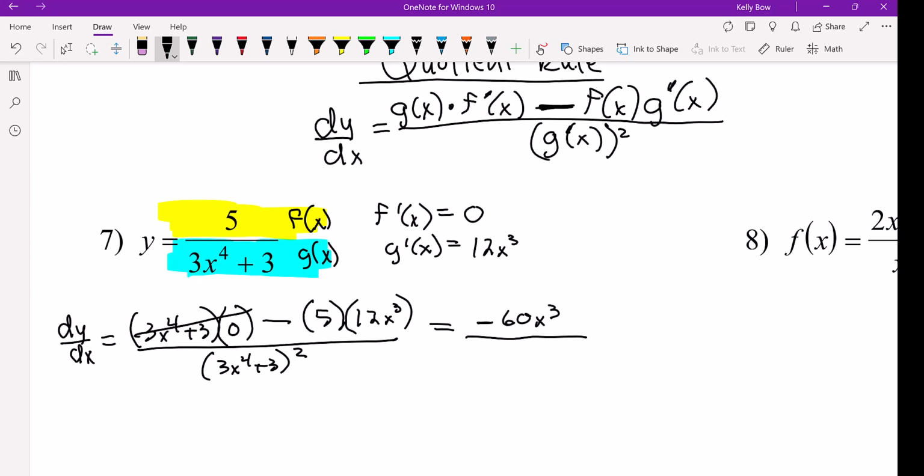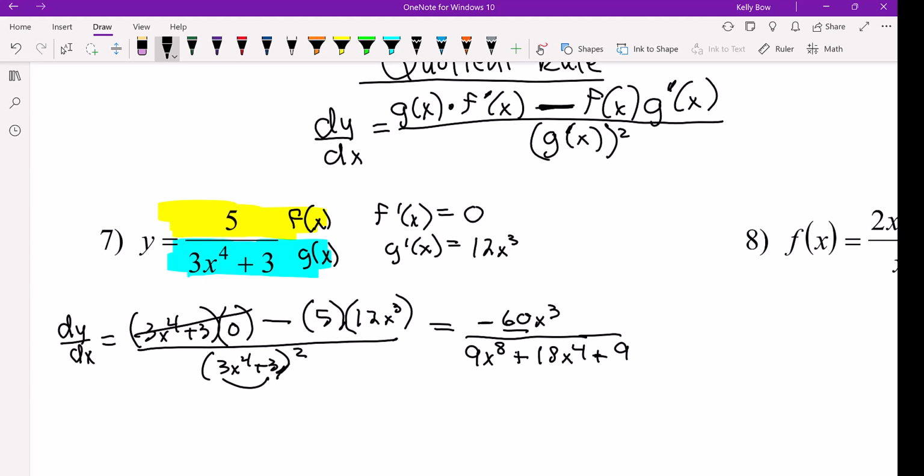Now, some professors are going to want you to expand this. Some are not. So when you start practicing, just practice a couple where you expand that. So that's going to be, you square the first term. Then it's 2 times the a times the b. So 9x to the fourth times 2 is 18x to the fourth. And then you square the second term right there.